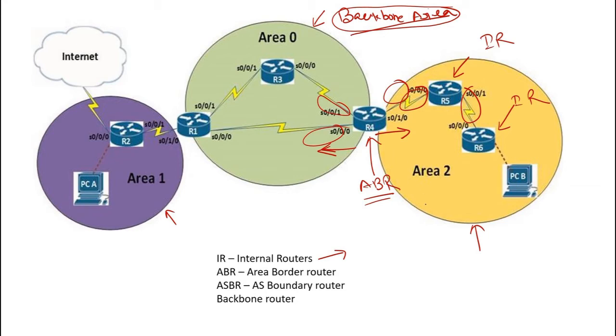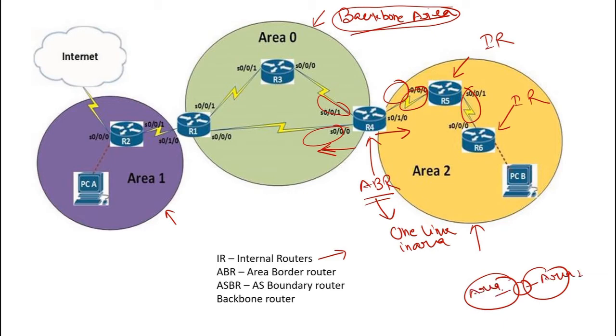So in fact, the ABR should always have one link towards area 0. Then only we call it an ABR. It's not the case that if you have a router connected to area 1 and area 2, then we will say it is an ABR. We will say ABR only when one of its interfaces is connected to area 0.